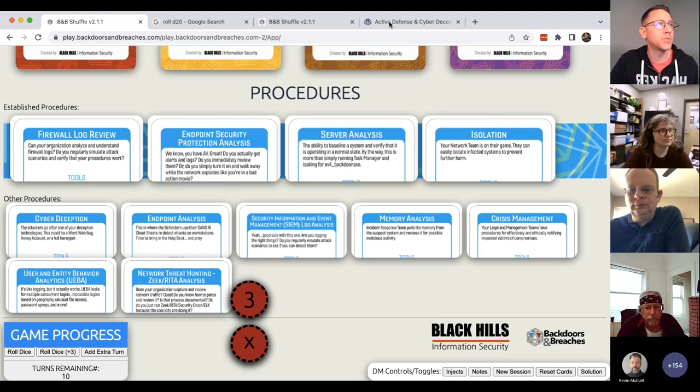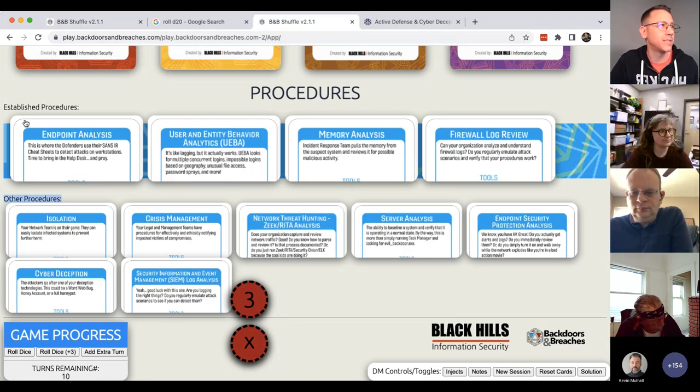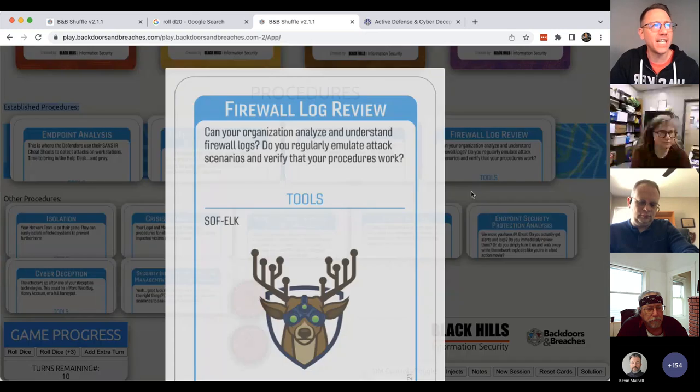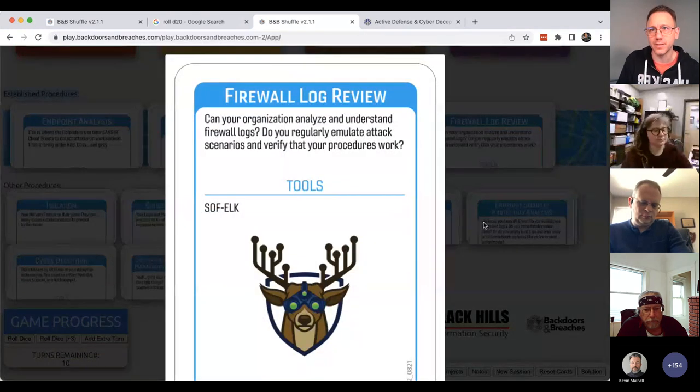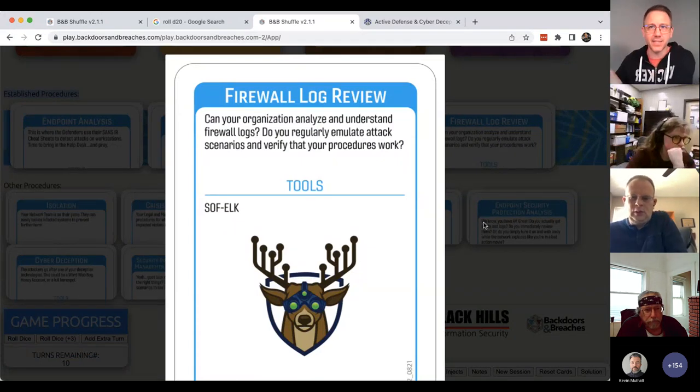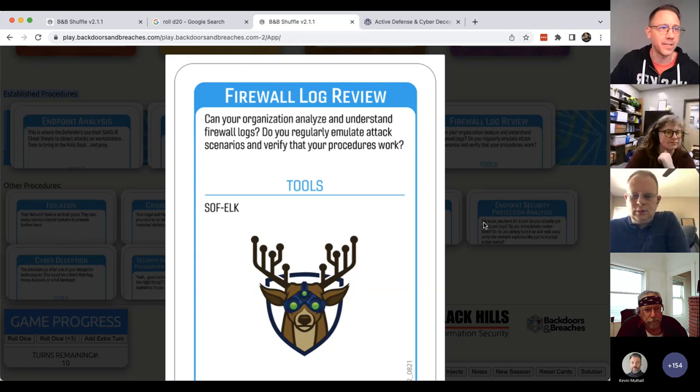And here's why we give you some that are written procedures. Because I don't know what your organization's like. I don't know if you actually write things down or if you just know stuff. So we're just going to give you a couple. So just say you write some stuff down. What we're saying here is that you wrote down a firewall log policy. Like for reviewing firewall logs, you have that written down. Here's where to go. Here's the wiki. Here's the form. Here's where we wrote down how to do this.